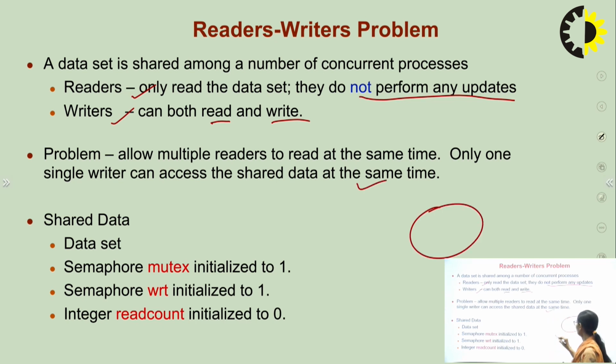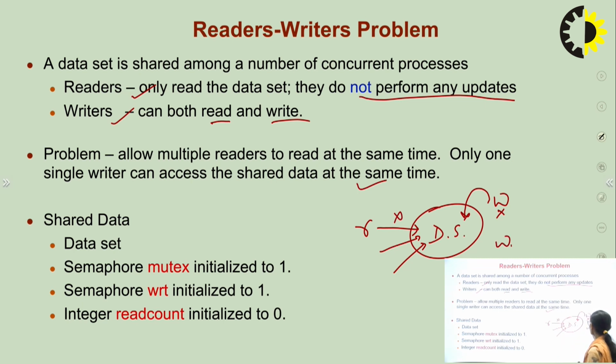That is, we have a data set, we have readers, we have writers. When readers are working on this, at that time the writer is not allowed, and multiple readers can go for the reading part. But as soon as any one of the writers gets access to the data set, then no reader and no other writer is allowed to work on this data set. So we have to synchronize their actions.